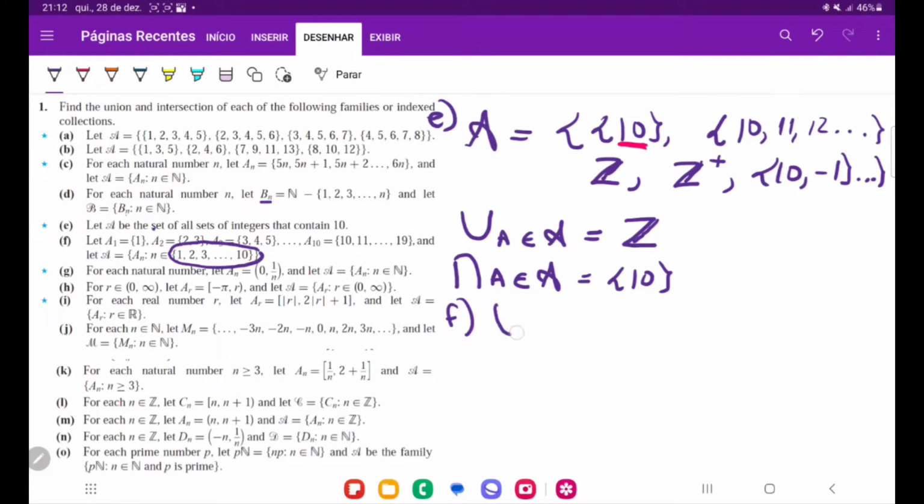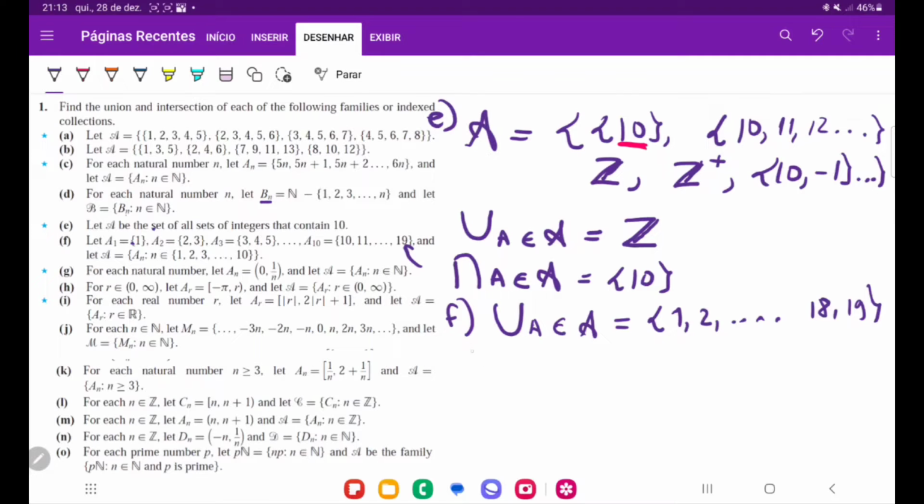So let's do the union here. Well, the union of A belonging to the family, we're going to have 1, 2, 3, 3, 4, 5. We can see that all of these sets here overlap, right? And it's going to end at 19, because 19 is the greatest one. So it goes 1, 2, and so on, 18 to 19. So that is the union.